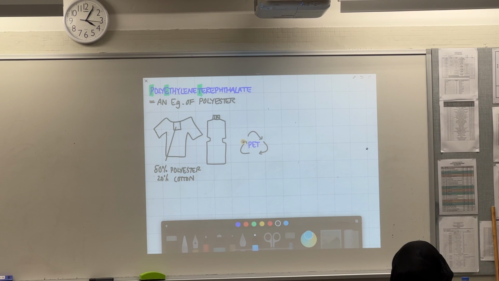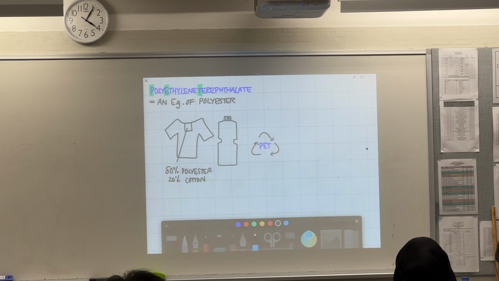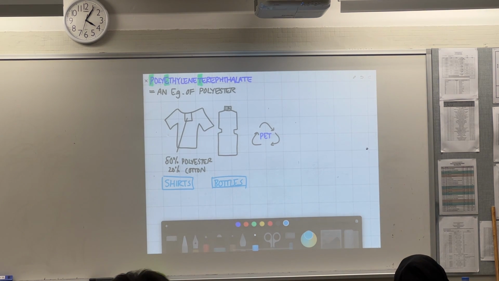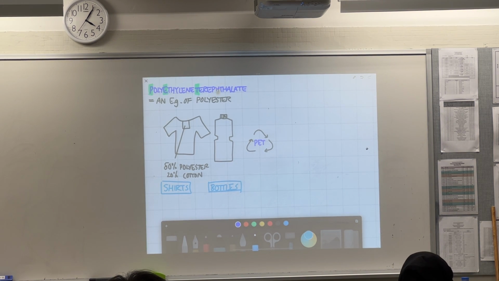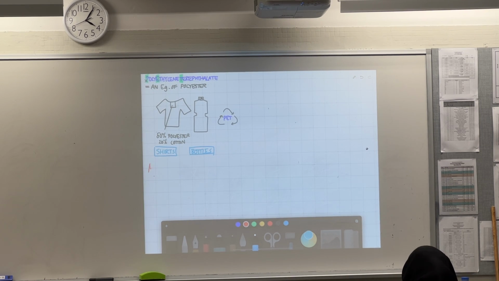Okay. Yeah. So just to say, okay. So now you know shirts and bottles. Write down 2 examples of plastic articles. You have shirts. You have bottles. They are both made from PET, which is an example of polyester. Now, what I will show you are the ingredients, the monomers for making PET, and then you will need to use the structure to draw out the repeating unit.